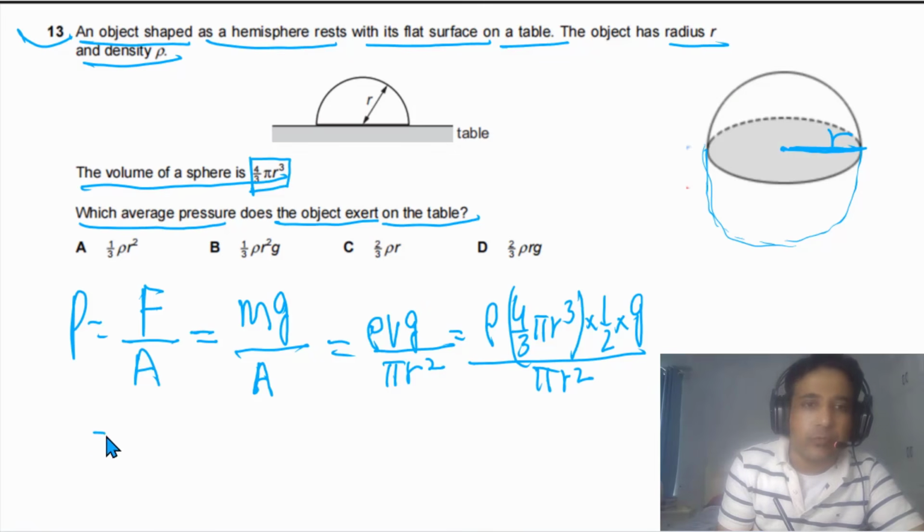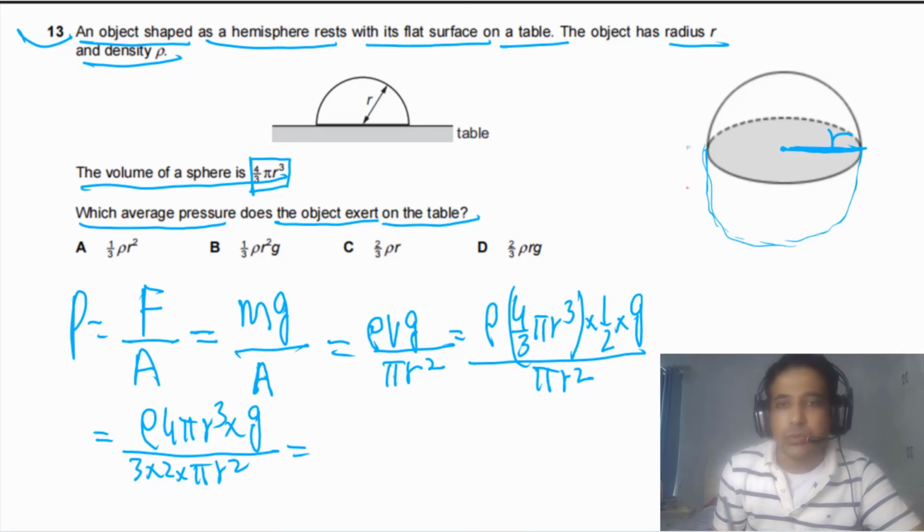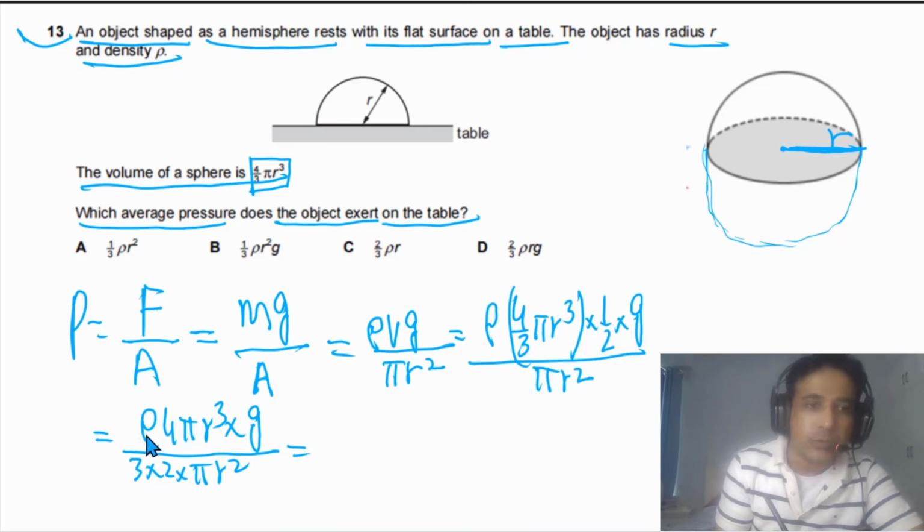So we can rewrite this one. We have rho, 4 pi r cubed times g, divided by 3 times 2 times pi r squared. Now we just need to simplify. In this case, we can cancel this pi with this pi, and we can cancel this 2 with 4, so we will get 2 here.